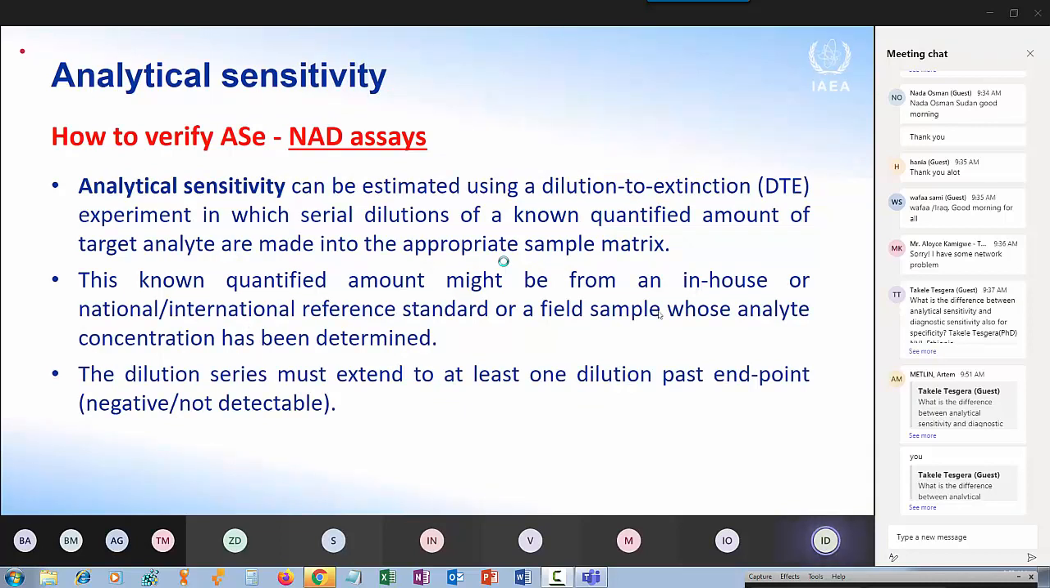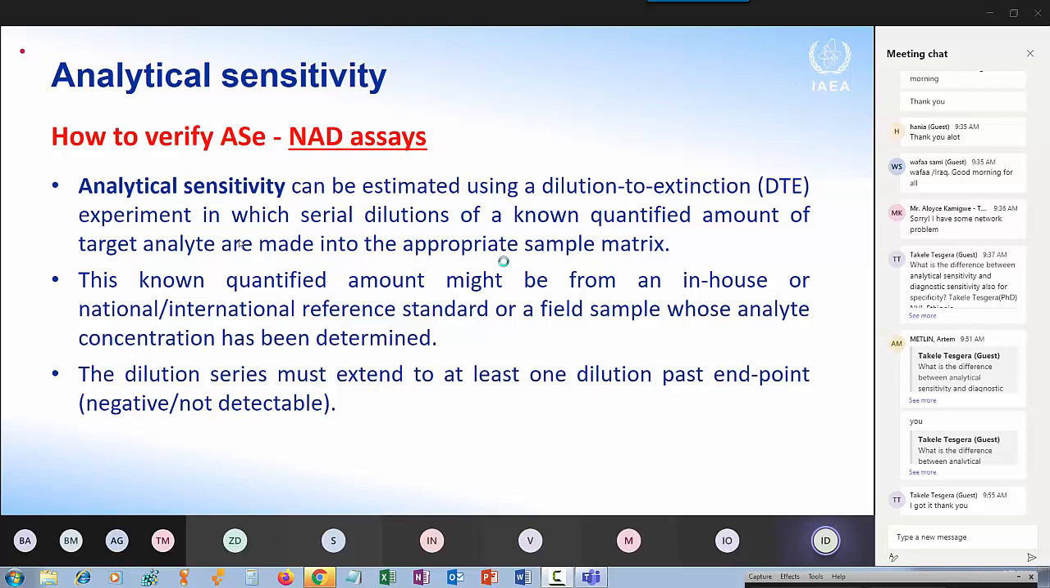Now we will describe how we will assess the analytical sensitivity in the nucleic acid detection assays, or more precisely, we will discuss real-time PCR assays, as we mentioned, as quantitative assay. The analytical sensitivity can be estimated using so-called dilution to extinction experiments, in which we perform a serial dilution of a known quantified amount of targeted analyte in appropriate sample matrix. This known quantified amount might be from an in-house or national or international reference standard, or a field sample whose analyte concentration has been previously determined.